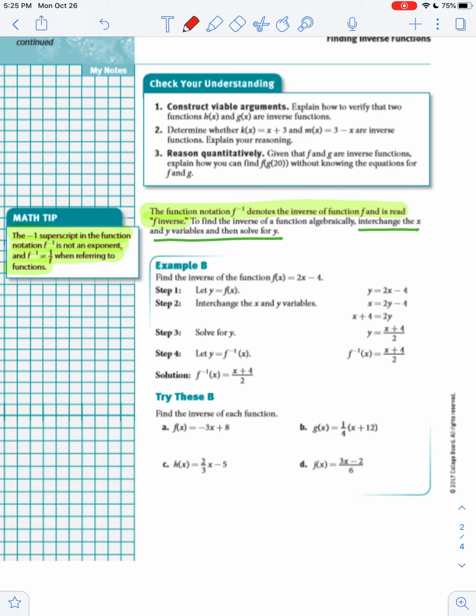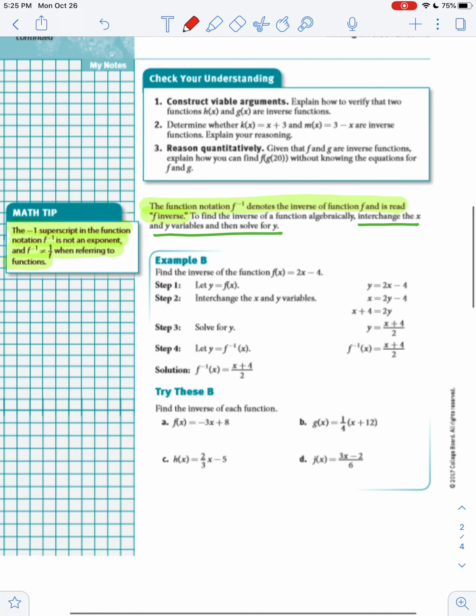Part 2 of our lesson is actually determining an inverse for a function. So on the next page, we have a definition here that says, function notation f inverse denotes the inverse of the function f and is read f inverse. So even though you see this superscript of -1, that's not f to the -1 power. This is actually called f inverse. Okay, so to find the inverse of a function algebraically, we interchange the x and y variables, and then we solve for y. So we have a few steps to follow.